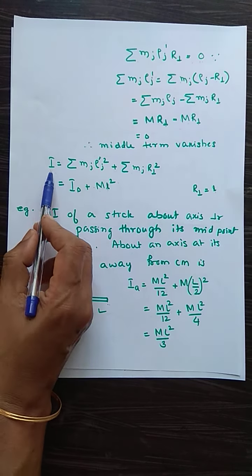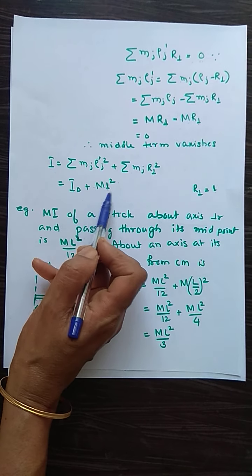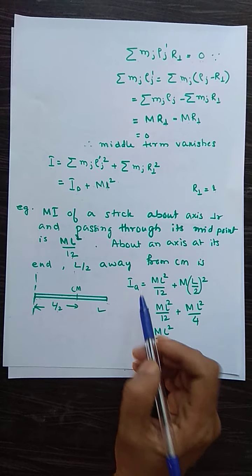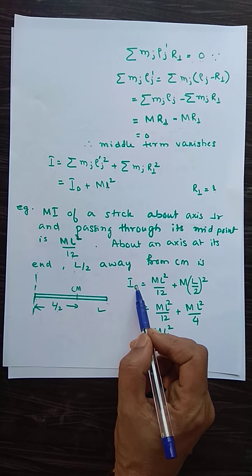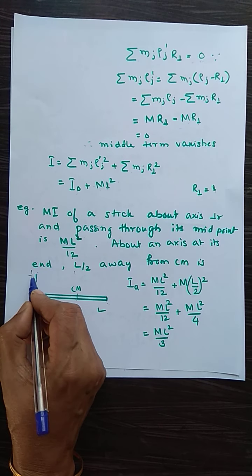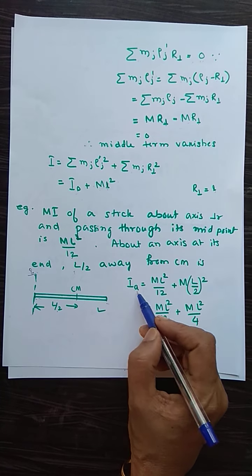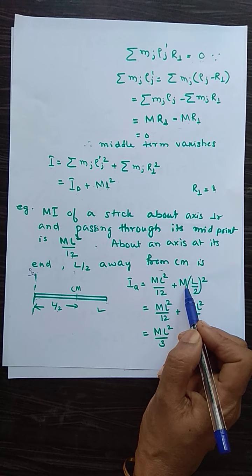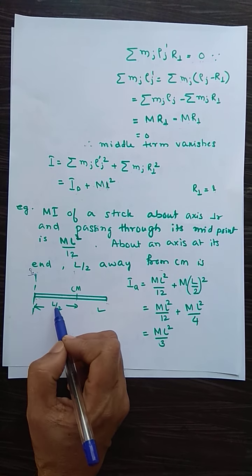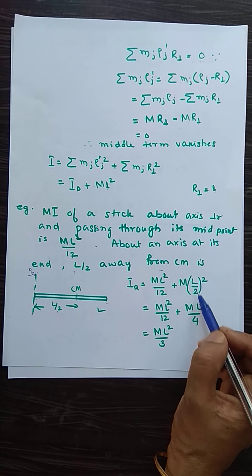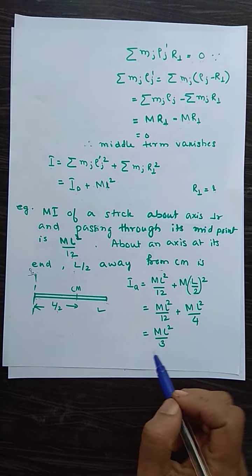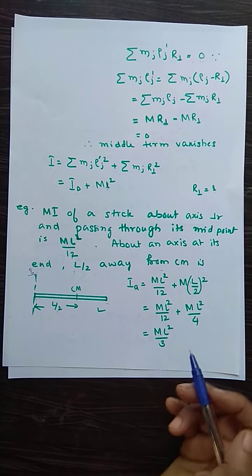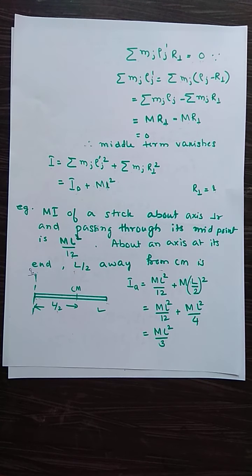So we'll apply this formula, I equal to I0 plus ml square. I0 is ml square by 12. So IA means the moment of inertia along this axis. IA is equal to I0, ml square by 12, plus m into the distance between the two axes, which is L by 2, so L by 2 the whole square. Substituting and rearranging, you get this equal to ml square by 3. The same thing we have obtained in the previous case also.